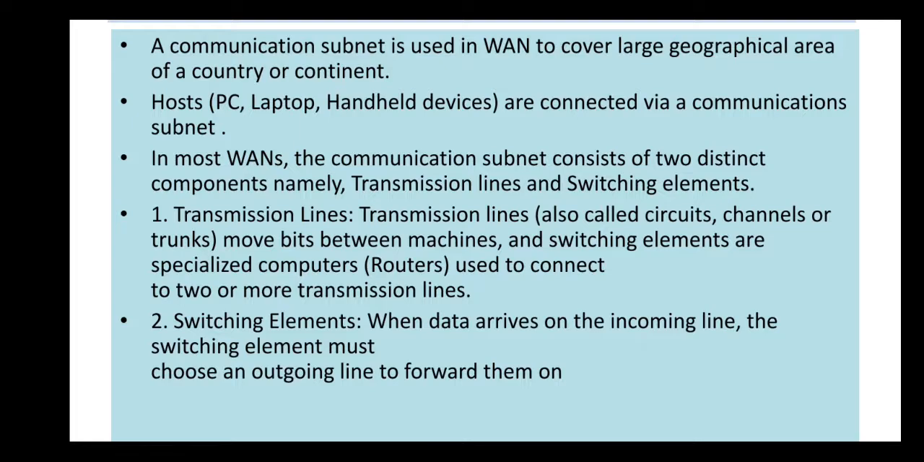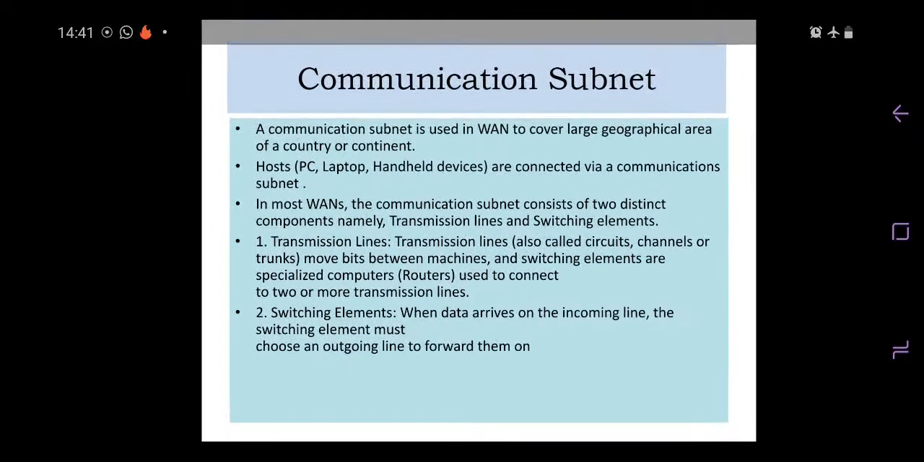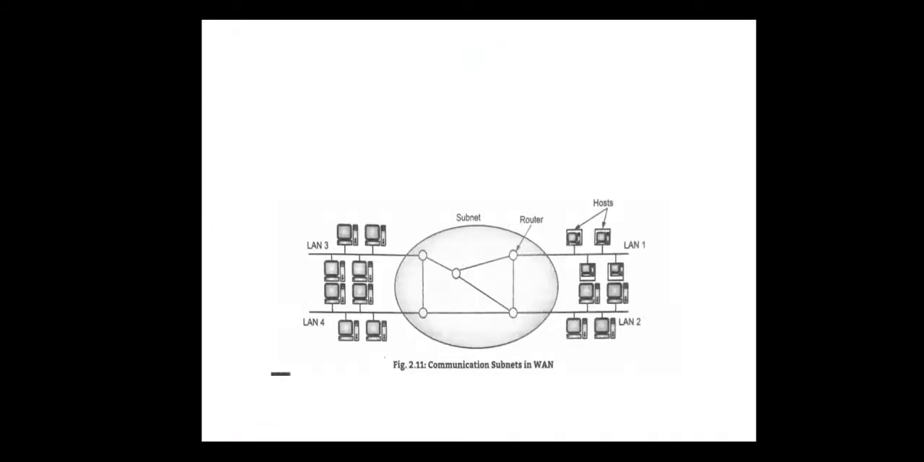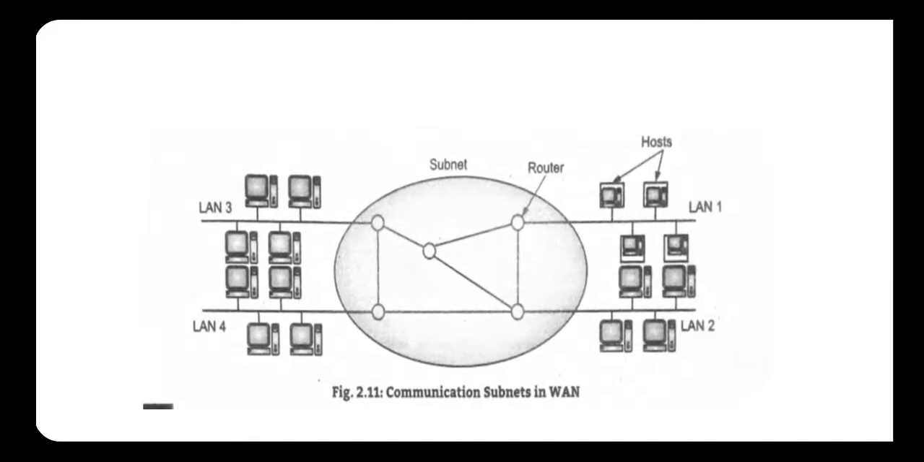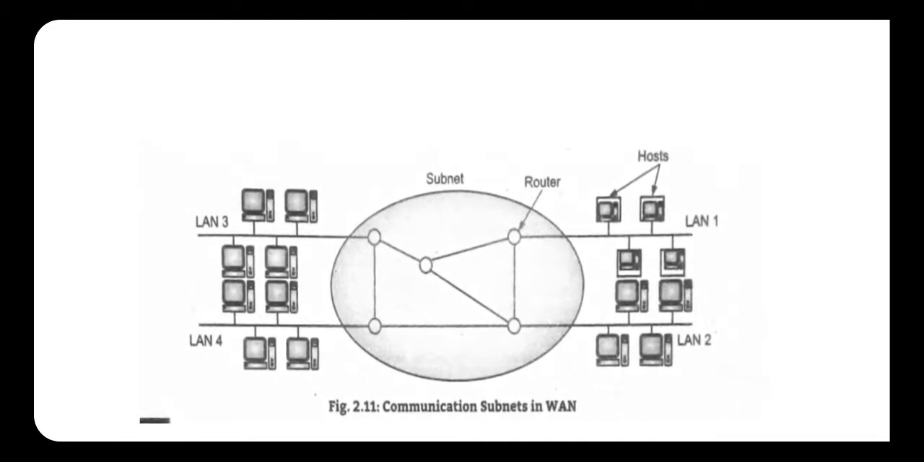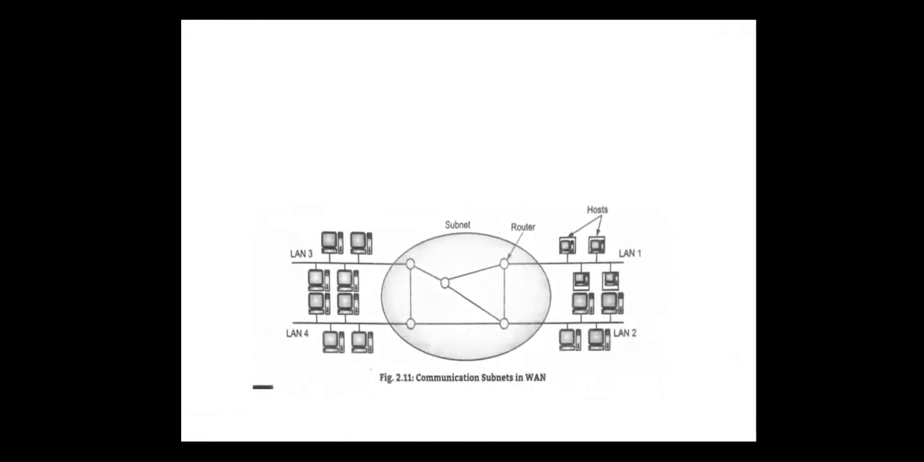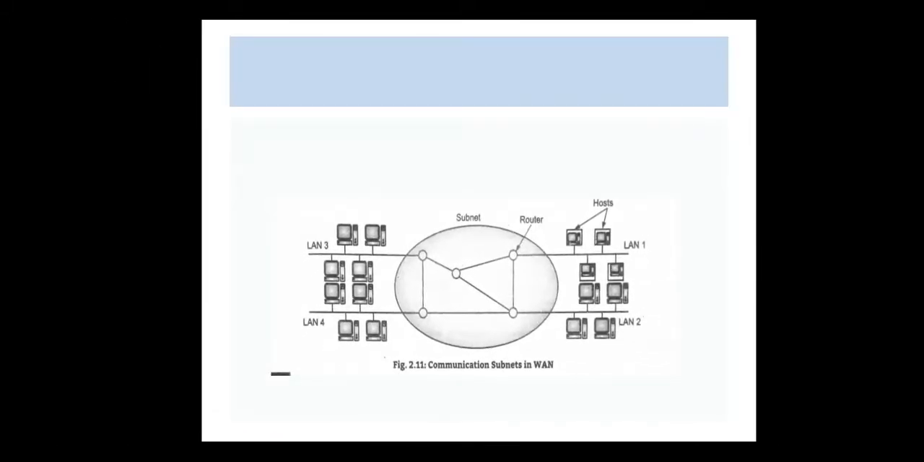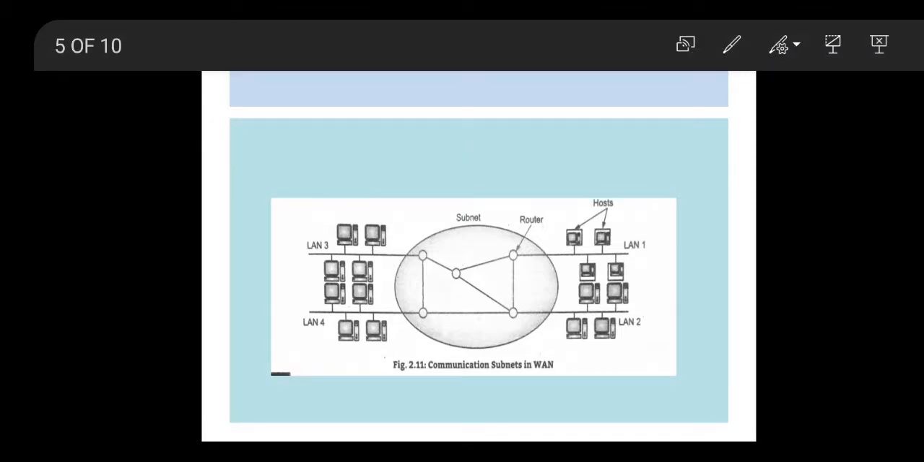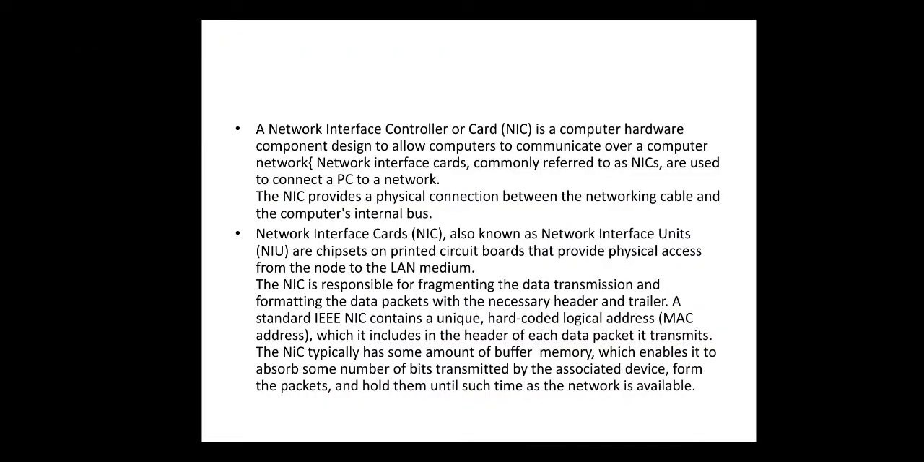lines. Switching elements: when data arrives on an incoming line, the switching element must choose an outgoing line to forward them on. That switching element is a router. This is the communication subnet in WAN where all the subnets are connected with the help of routers. That is, all the small LAN networks are connected with the help of routers to create a WAN.